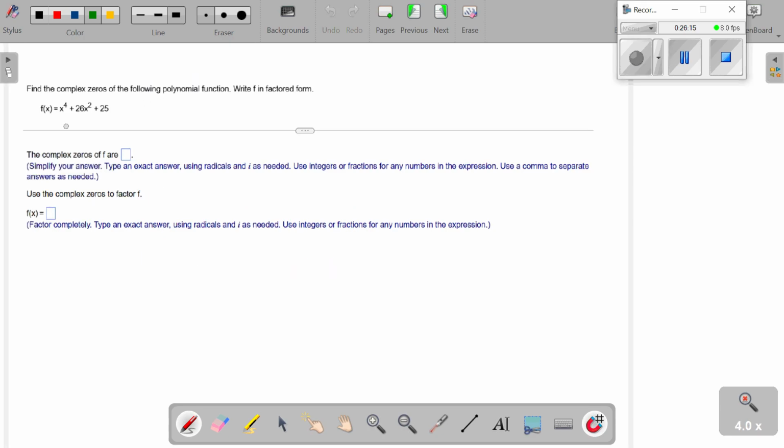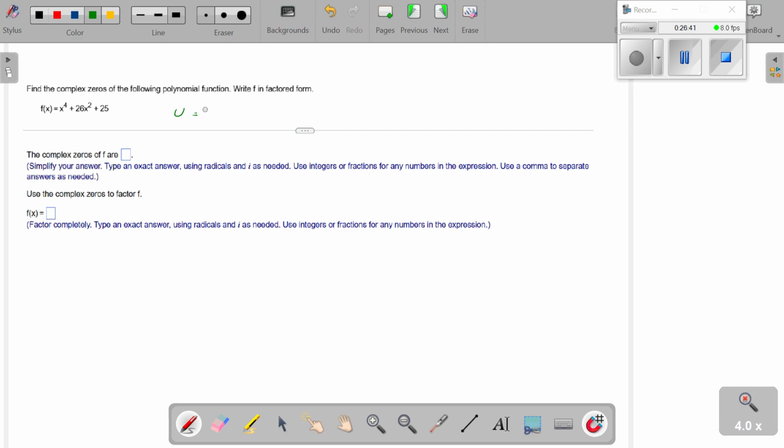Okay, so for next question, we want to find the complex zeros of the function. The first thing that comes to my mind is factor this function. I see x to the power of 4 and x to the power of 2 and a constant term here. I'm going to use substitution. That means choose a new variable and substitute for x. What is a new variable? I'm going to choose something like u. You can name it anything else.